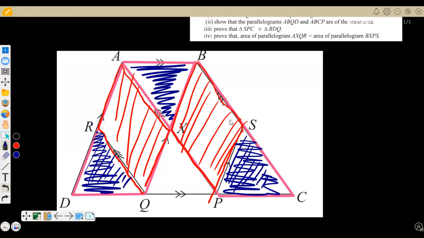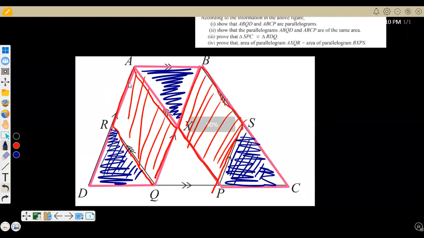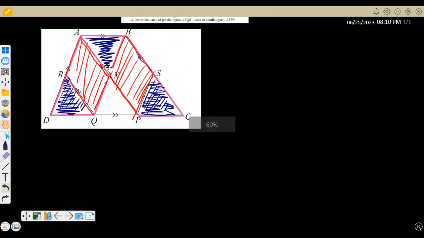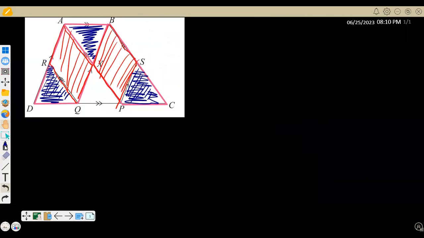Next, from ABCP we remove SCP, and after removing the common triangle ABX, what do we get? The area of the parallelogram AXQR and BSPX. Did you understand? Here, when you do this proof, you should know the theorem that we learned today and the axioms.